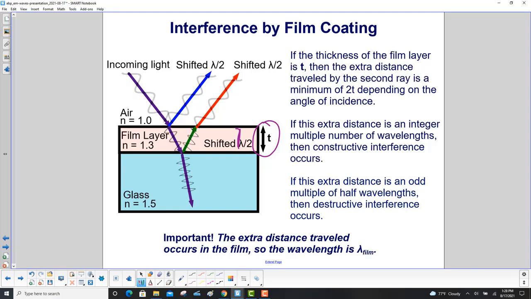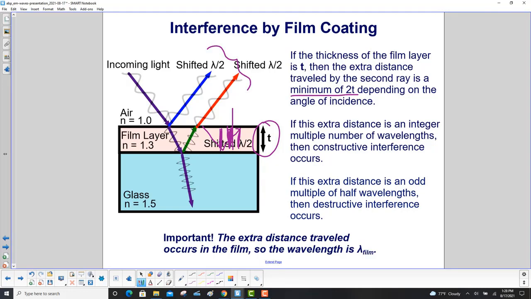So why do we say minimum? Well, if it came straight down, it goes t here, and then it goes back up. That's another t, t plus t, 2t. But if it comes at an angle, it's covering a greater distance than that. So this will be the minimum distance, the minimum path length difference of those two waves.